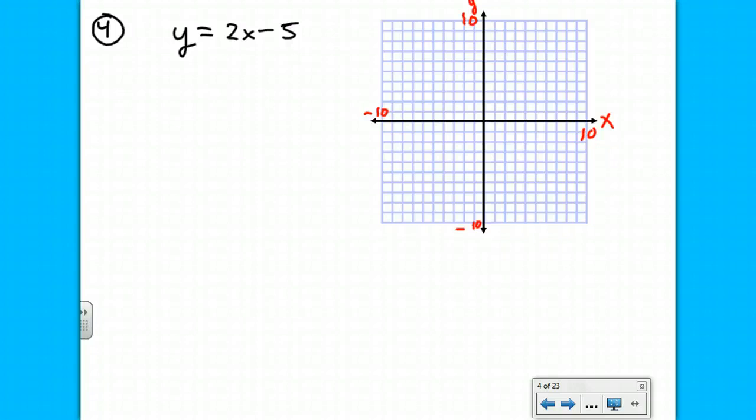But if you're given this form, slope-intercept form, you can graph it quickly. This says y equals 2x minus 5. So we're going to do exactly what we just did. We're going to identify the slope and the y-intercept. Okay? So everybody do it on your paper and then we'll check it. Okay? First step is identify slope and y-intercept.